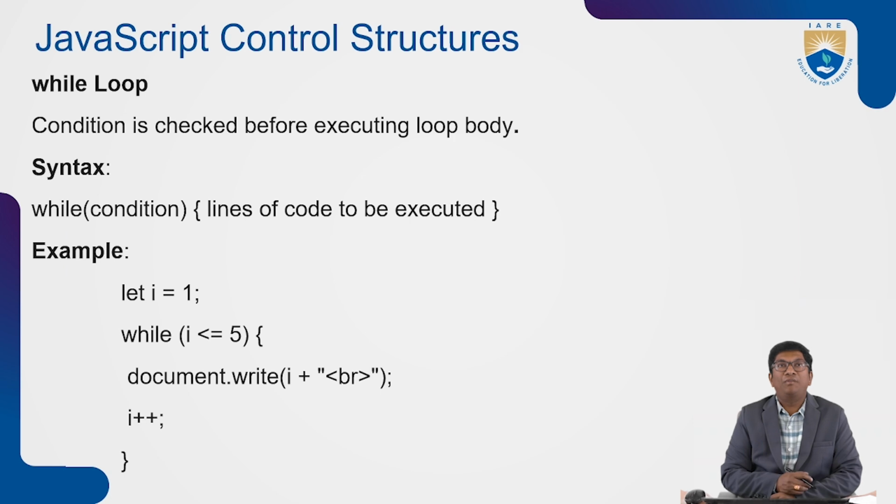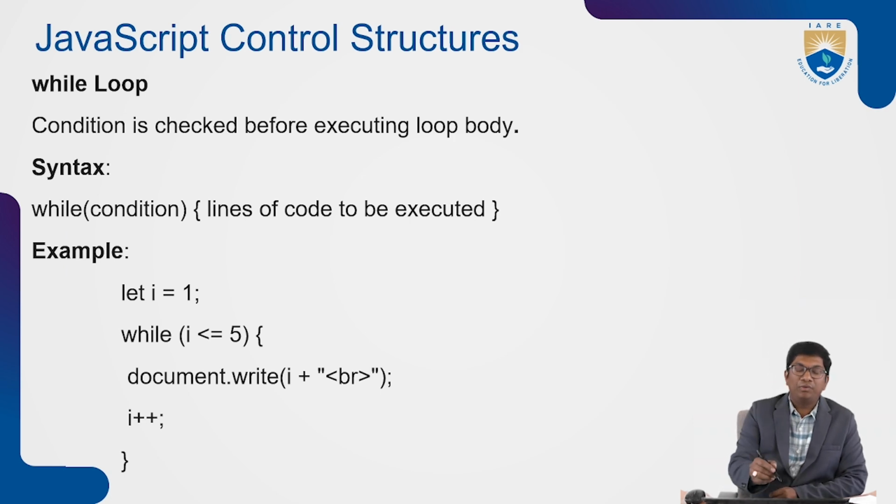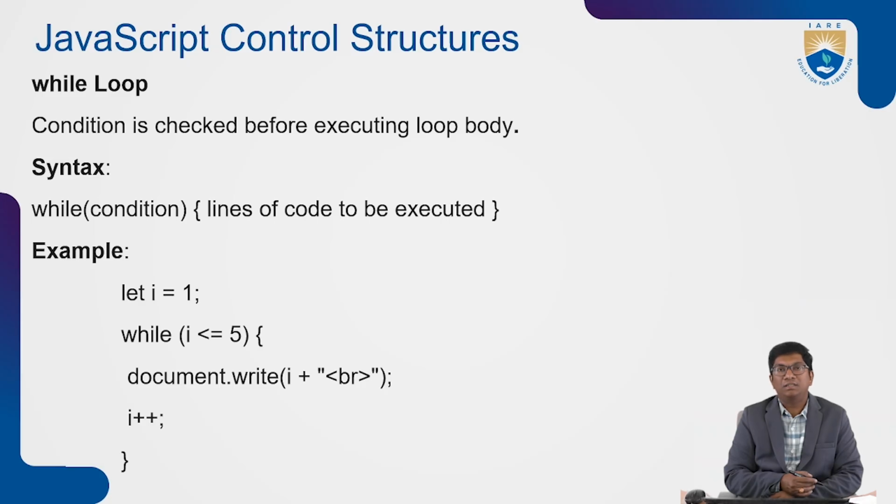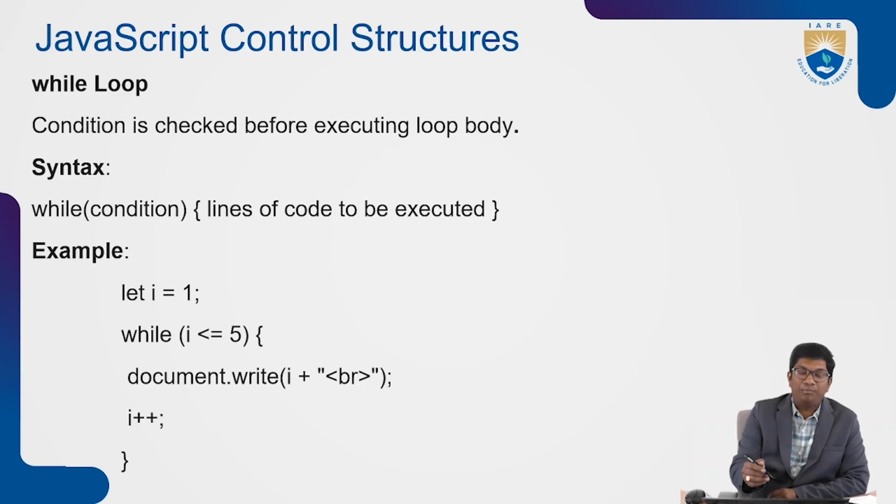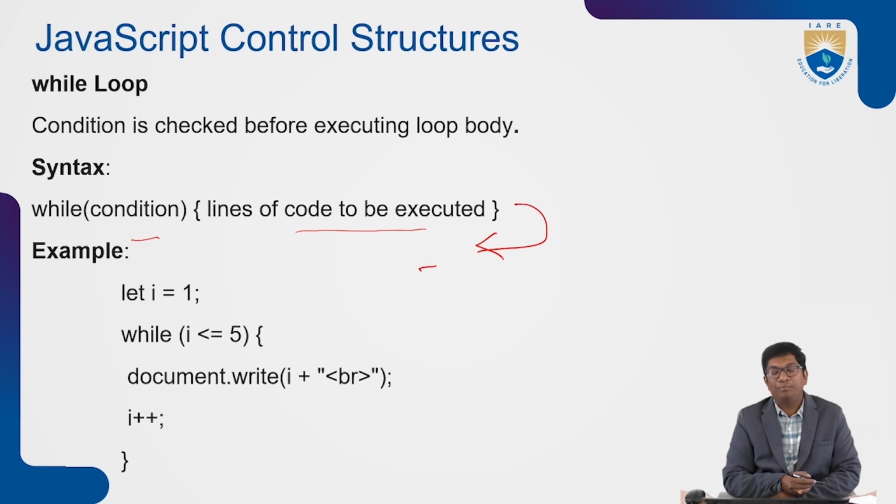Next we discuss the while loop. The condition is checked before executing the loop body. So previously what happened? Initialization, condition, increment or decrement of the variable. Before executing the block of code, if you want to check the condition, then you have to use a while loop. While condition, if the condition is true, then it executes this block of code. If the condition is false, it will move to the next statement after that while loop.